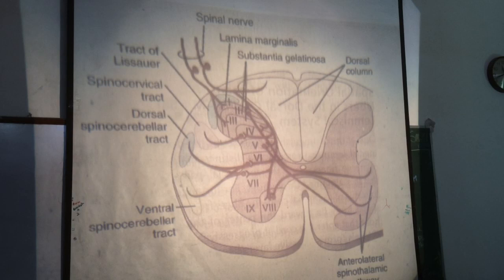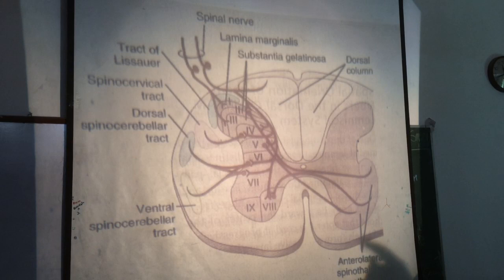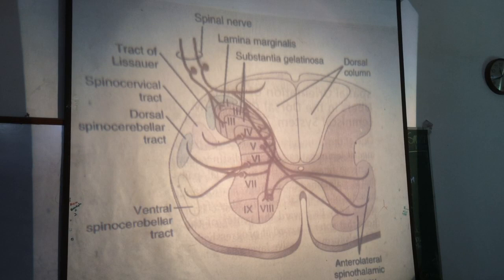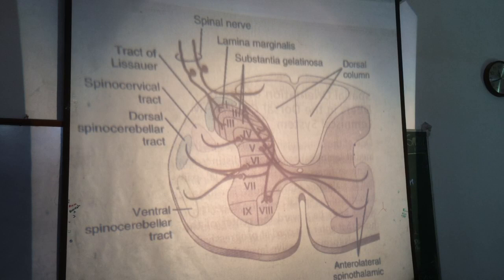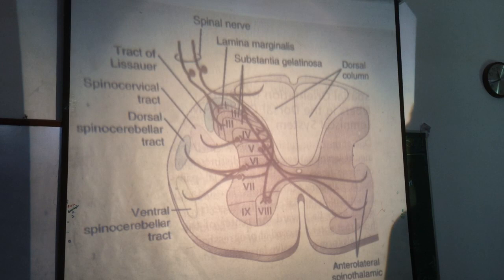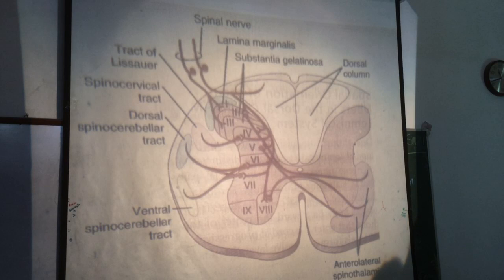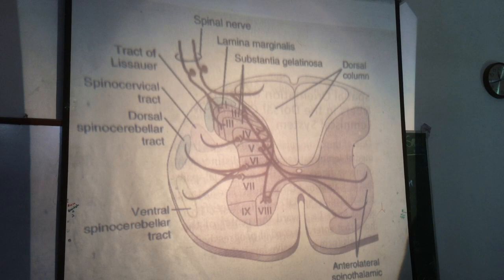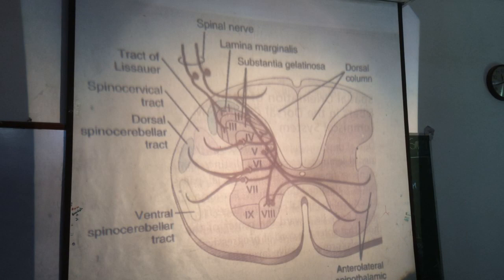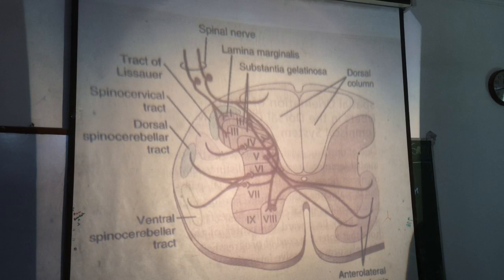From lamina 5 and 6, second order nerve fibers arise, and these cross over to the opposite side to enter the anterolateral white column of the opposite side to form the tract. So crossing over occurs of the second order nerve fibers, and the tract is formed on the opposite side.